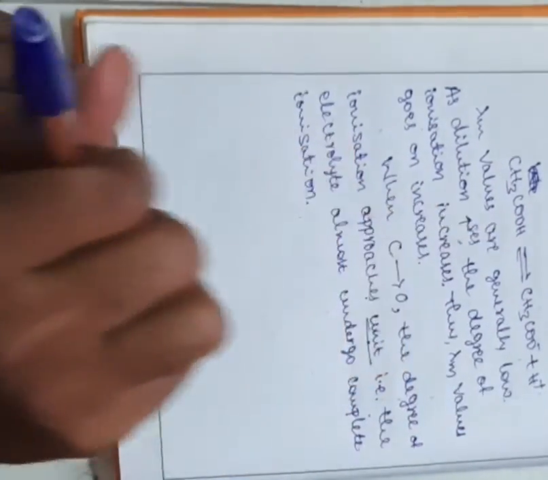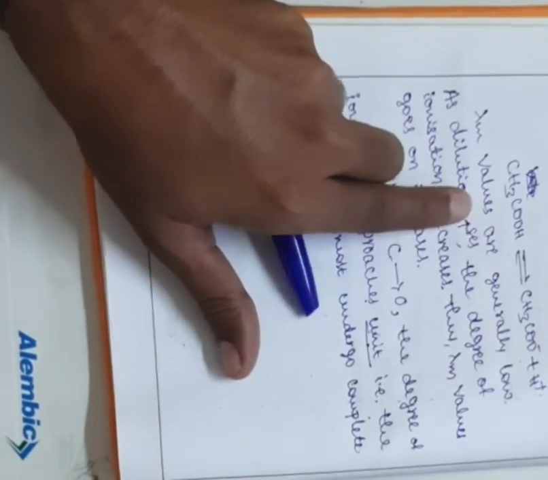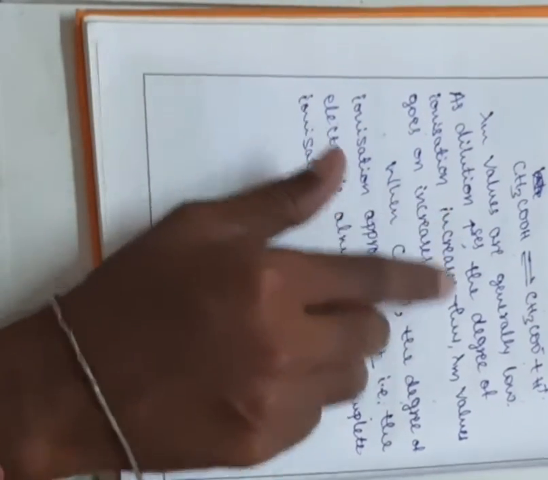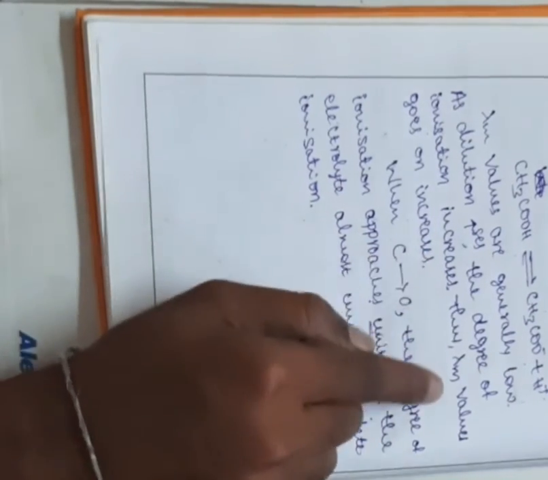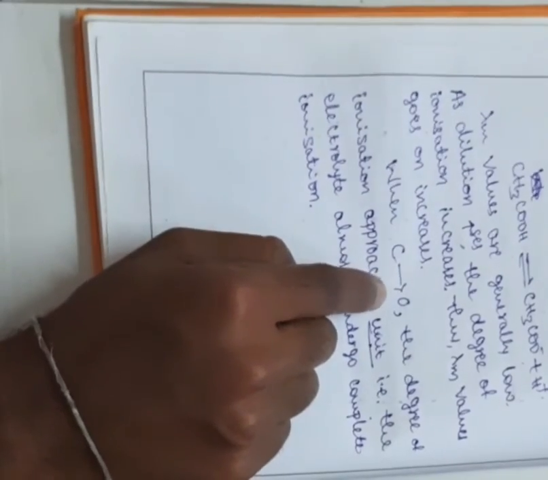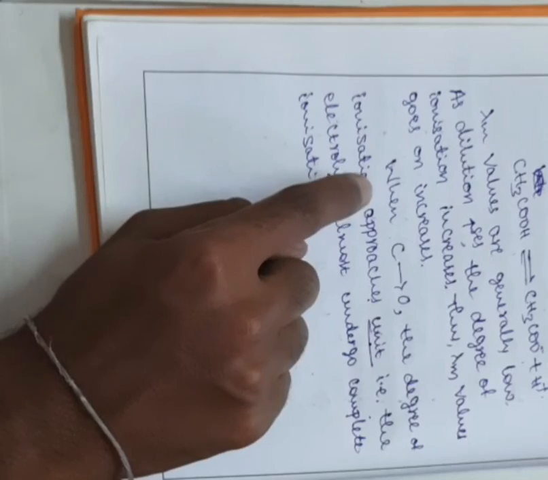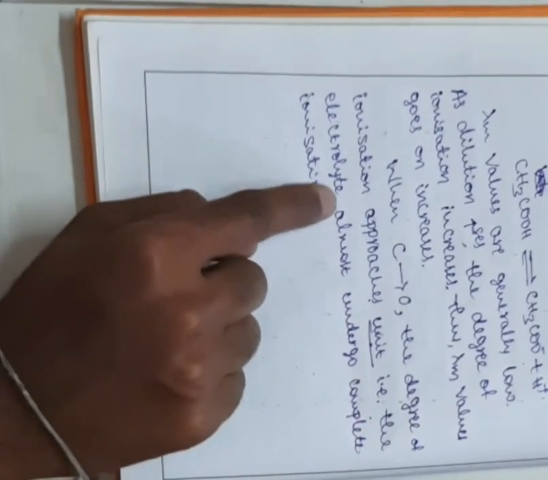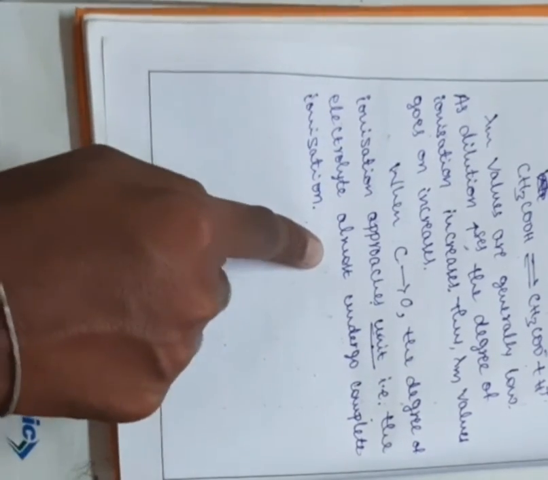But if we go for weak electrolyte, what happens? They ionize partially, therefore the lambda values are very low in this case. But as dilution increases, the degree of ionization increases, therefore lambda values go on increasing. But when the concentration approaches zero, the degree of ionization, usually denoted by alpha, approaches unit value. This indicates that the electrolyte almost undergoes complete ionization.